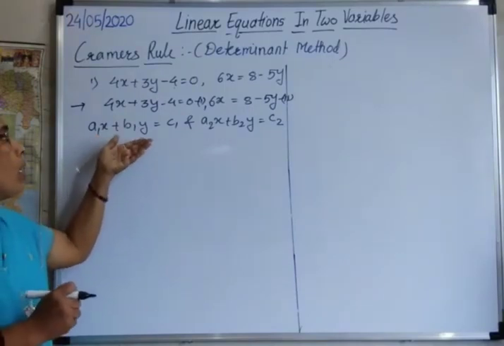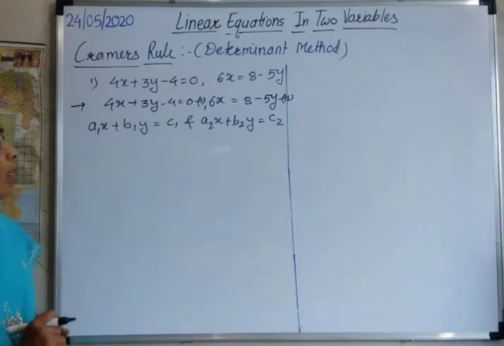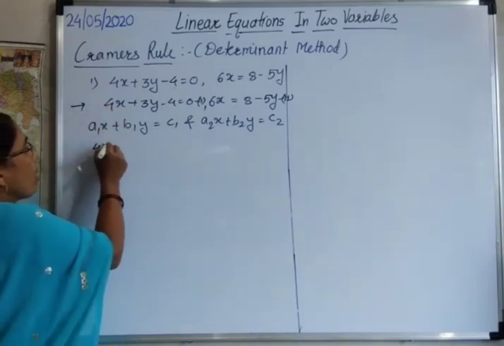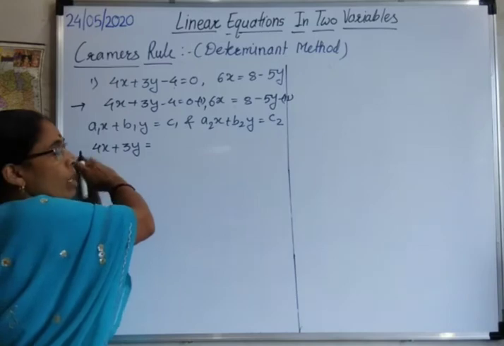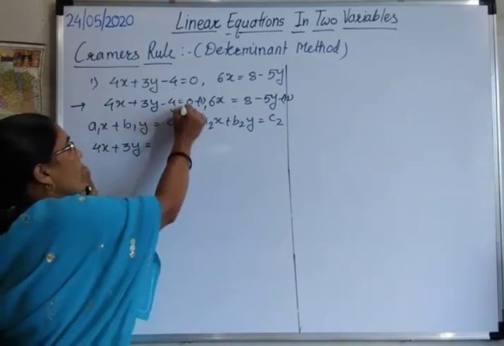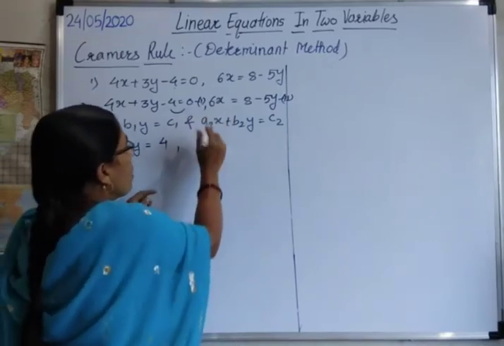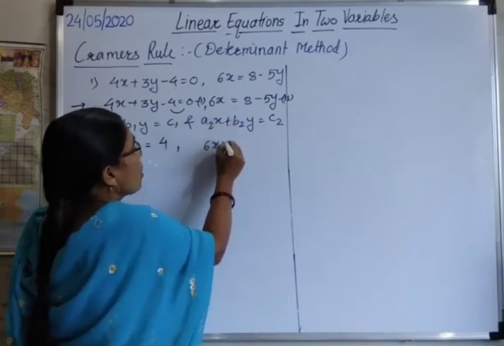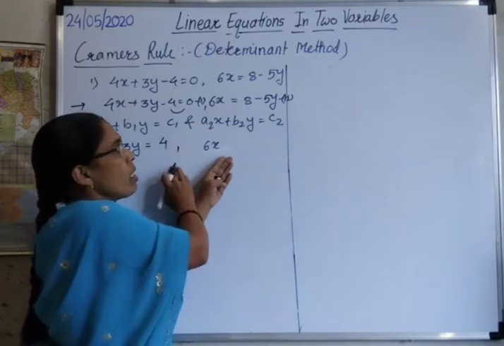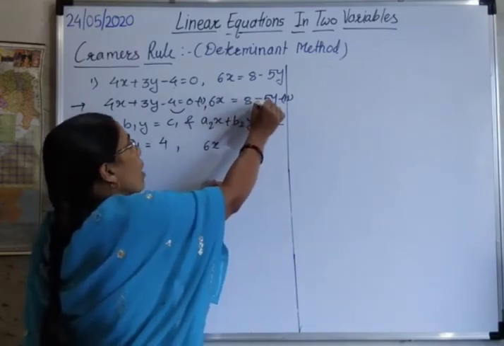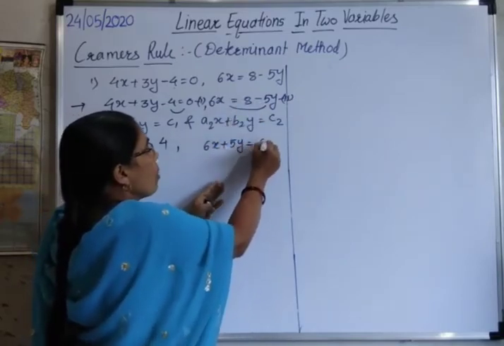First we have to write in this form to solve the equations by Cramer's method, or the determinant method. So see the first equation, 4x plus 3y minus 4 is equal to 0. This minus 4 is on the left side of the equal to sign, so we have to take it to the right side. When we change the sign, it will be plus 4. That is the first equation. And the second one is 6x plus, now here plus b2y means the y term should be on the left side, so we have to take this y term here, and this minus y will become plus 5y, which is equal to 8.